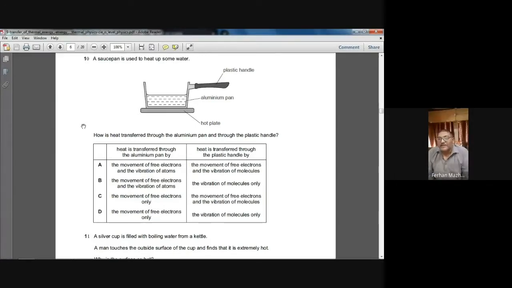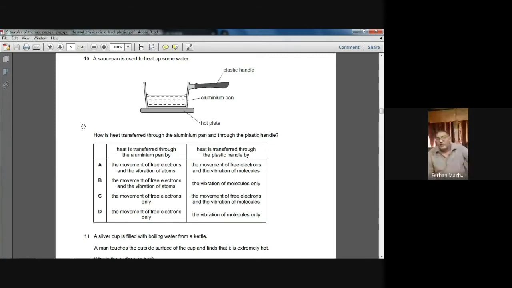A saucepan is used to heat up some water. How is heat transferred through the aluminum pan and through the plastic handle? Through the aluminum pan, the heat is transferred by conduction, because aluminum is a metal. When conduction happens in metals, it happens due to the more rigorous vibration of the molecules, plus due to free electron diffusion. Whereas the plastic handle is an insulator.